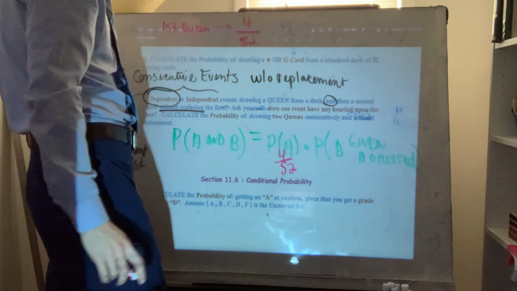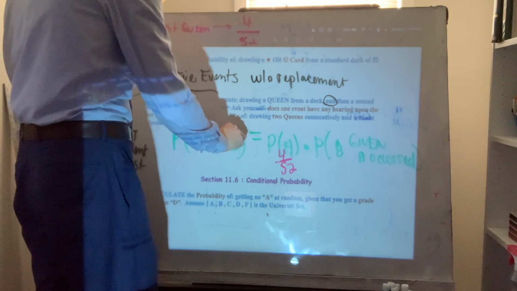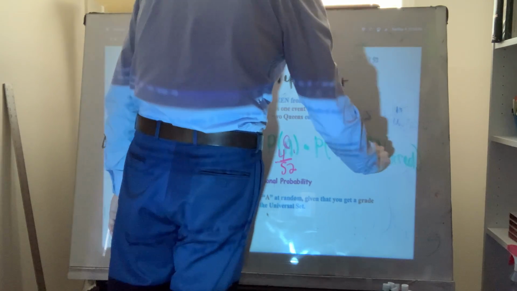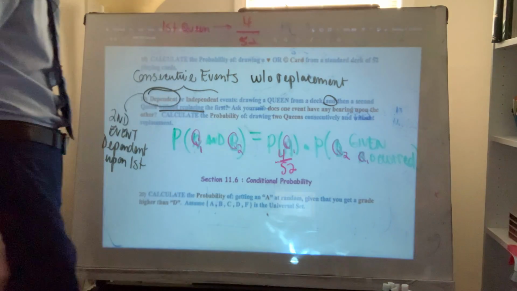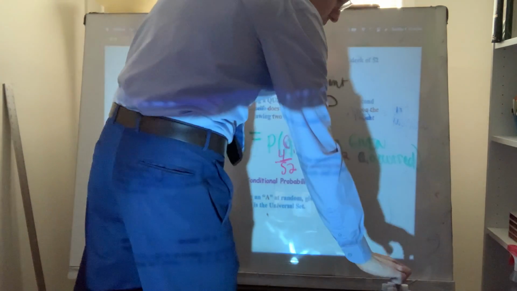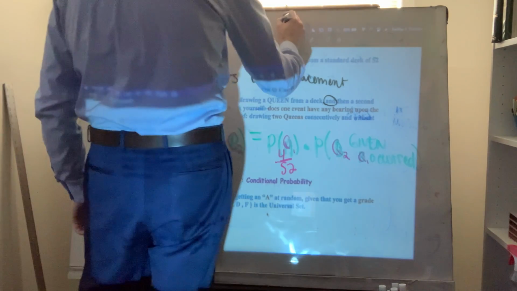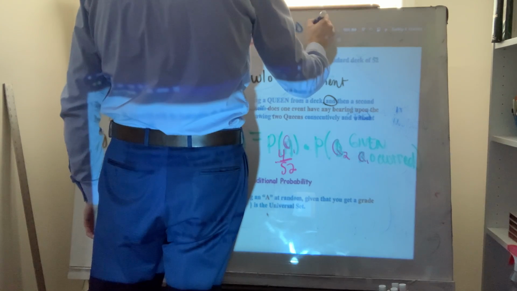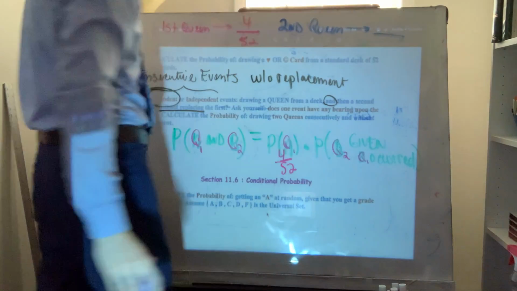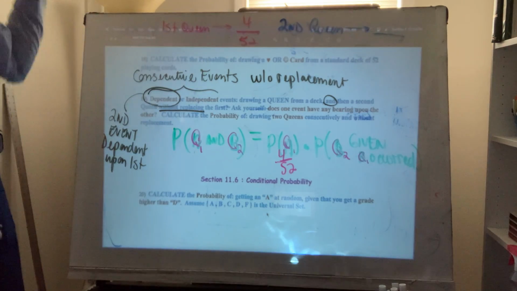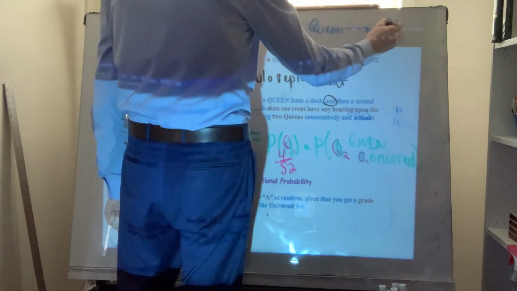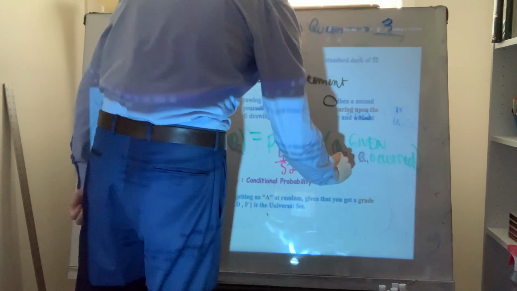You could label it like this, Q1 and Q2 if you like. 4 out of 52. When you talk about the second queen, how many would there be now if one was already plucked out and not shoved back in the deck? 3, right? So you're going to have 3 here.